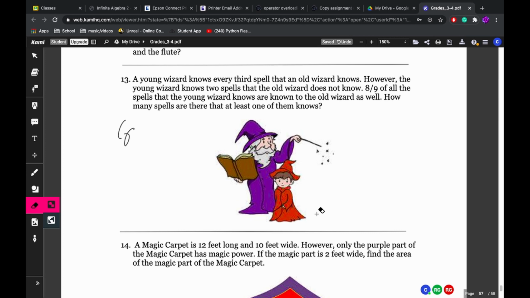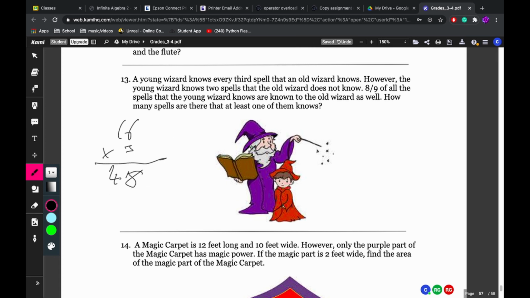And then what we can do is we can do times 3. Why would you do times 3? Well, that is because it says that a young wizard knows every 3rd spell that an old wizard knows. And so, we put 16 times 3. And then we got 48.